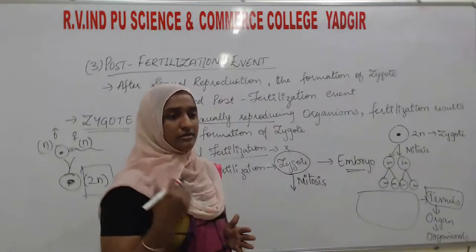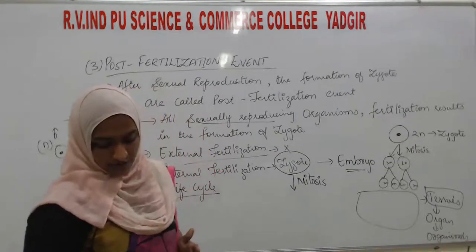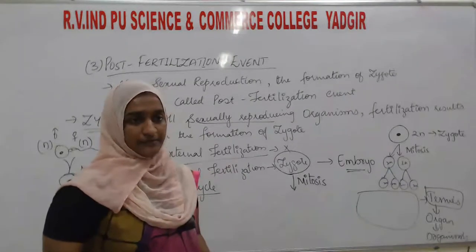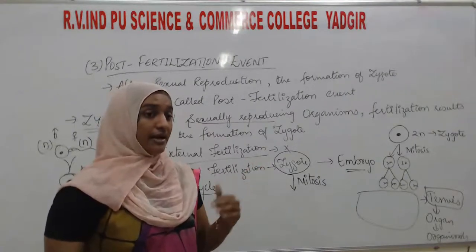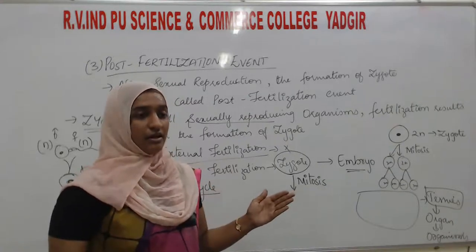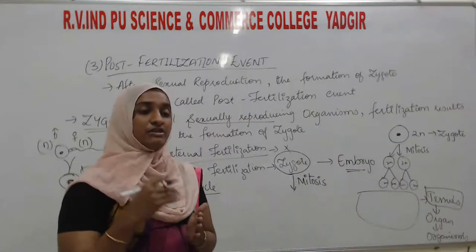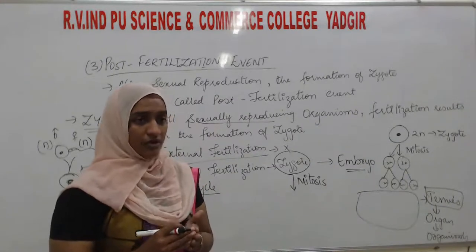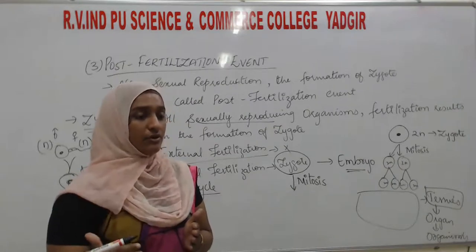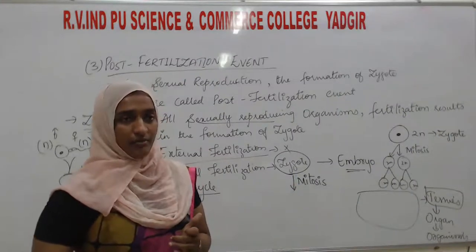But in plants, that is in the angiosperms, gymnosperms, pteridophytes, bryophytes and all, the zygote will undergo a rest period. What you studied in the last chapter: the zygote will develop. First it will undergo a rest period, then it will start to divide mitotically to form a two-cell stage, that is a proembryo, globular embryo, heart-shaped embryo, then into a dicot embryo or a monocot embryo.